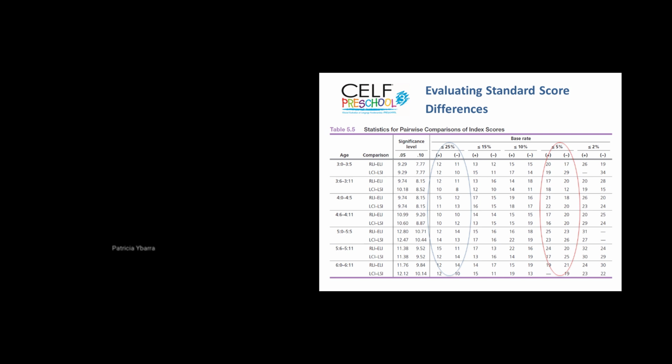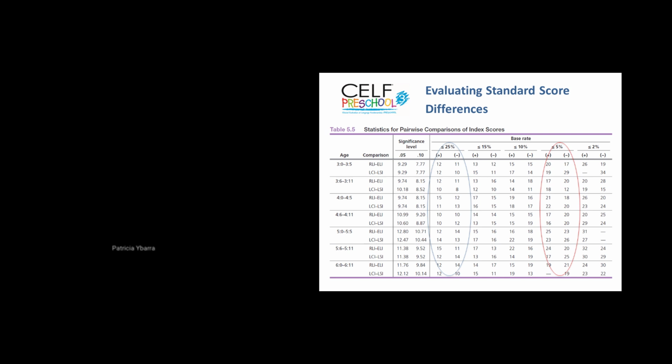0.10 levels by age. And so you start off by comparing the index scores, and when the difference between the two scores is equal to or larger than the value listed for the significance level, the difference is considered a true difference rather than because of measurement error or random fluctuation. If the two scores are not statistically different, then the child's abilities in these modalities or content areas, if you're comparing language content index with language structure index, can be considered somewhat equally developed.